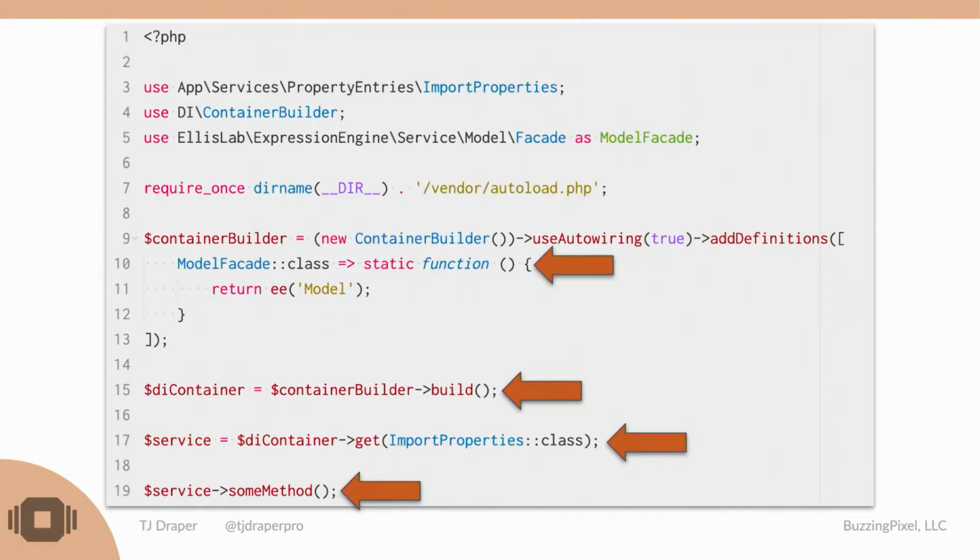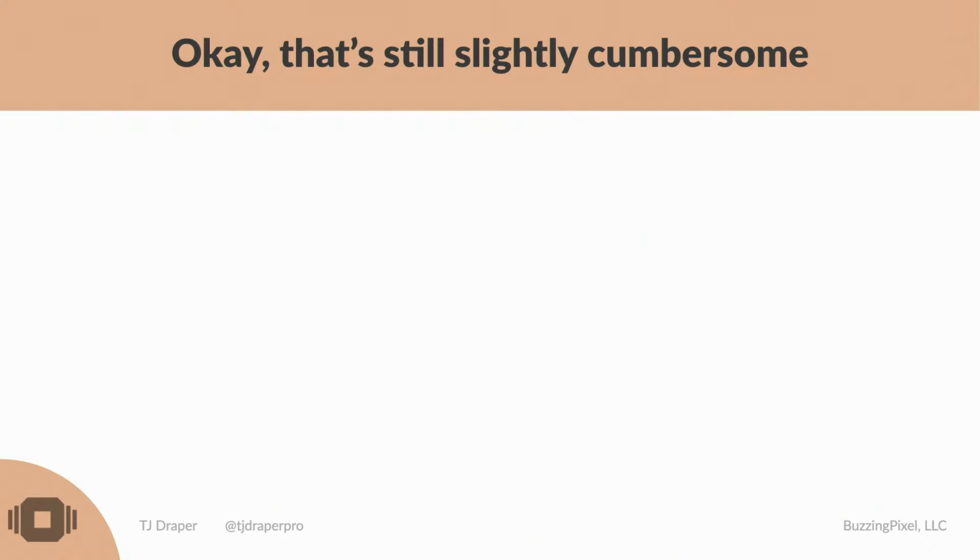So pretend that these things down here on the bottom are somewhere else in the application. So now we can ask the dependency injector for a class, and we can get it after EE has booted up. Still slightly cumbersome, right? But I just wanted to demonstrate kind of how dependency injector works.